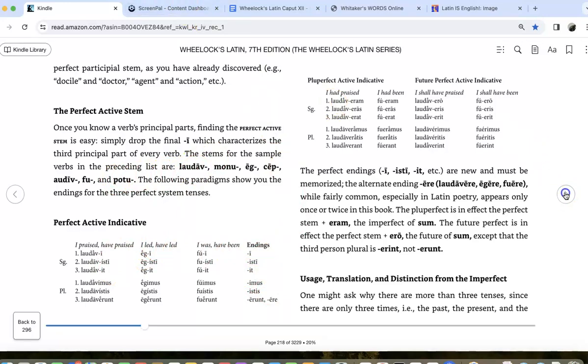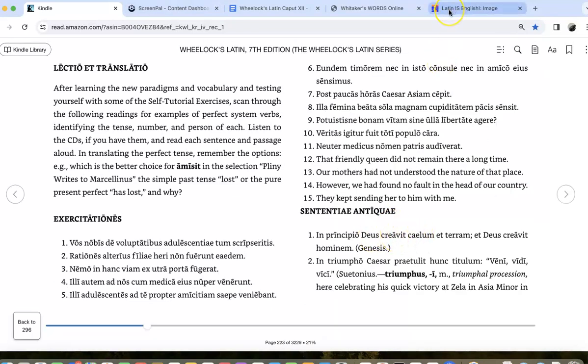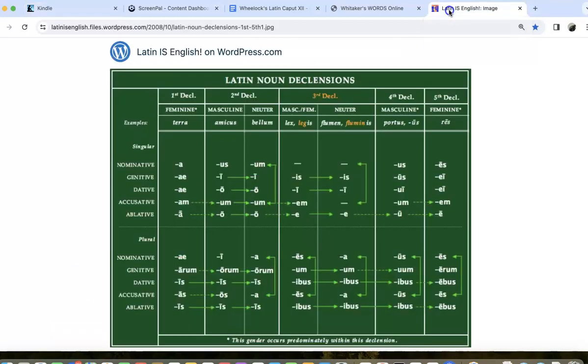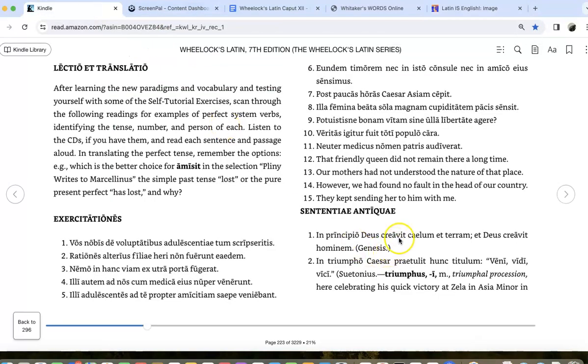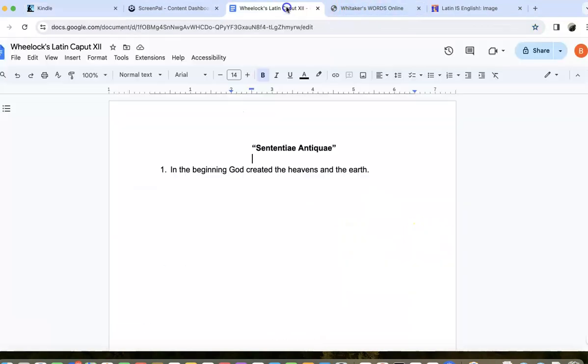So if we go back to the example here, in the beginning God created, we need past tense because the verb is in the past tense. And then caelum et terram: caelum is second declension accusative singular, and then terram, first declension accusative singular. Those are our direct objects. So in the beginning God created the heavens and the earth, and God created man. So let's go ahead and put that there as well. And God created man.